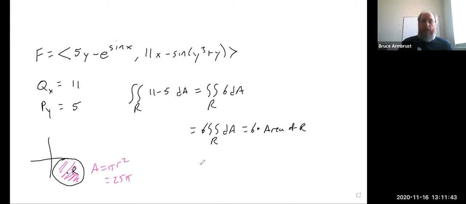So that means that my total integral is 6 times 25 pi, or, oops, not 125. How about 150 pi? So if you integrate this field over that entire curve, you're going to get 150 pi.